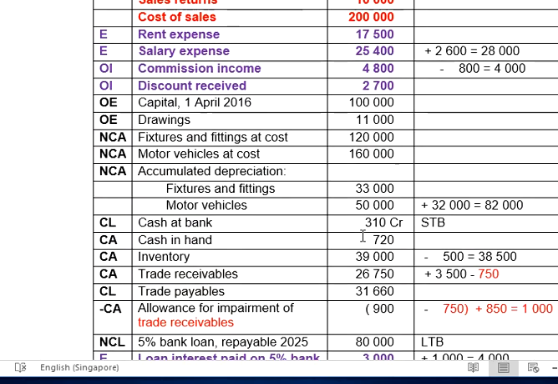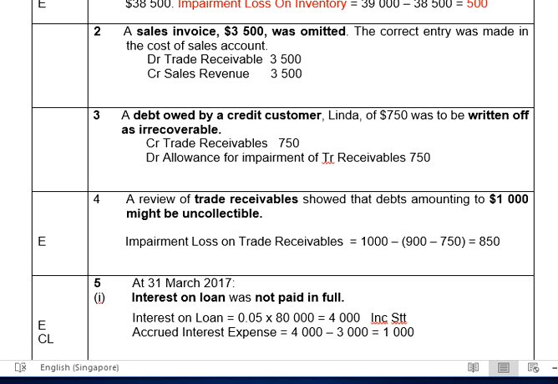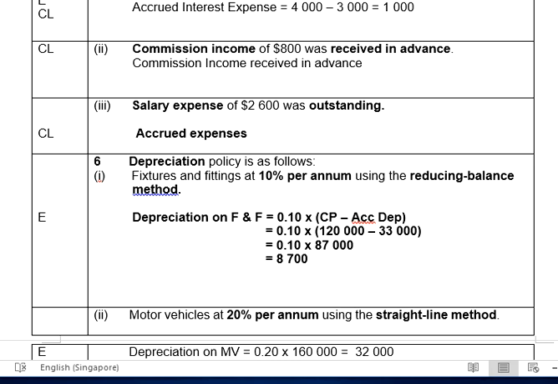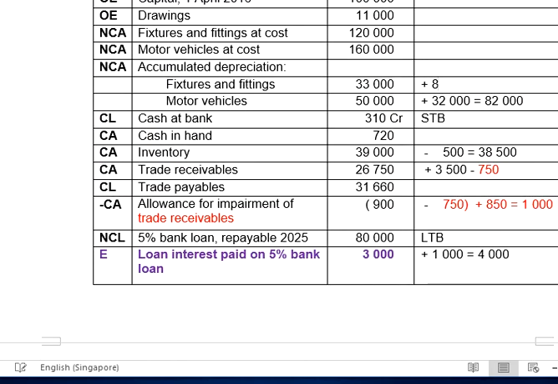Go to accumulated depreciation on fixtures and fittings over here. Add on this year's depreciation. This year's depreciation is 8,700. And it gives you a new accumulated depreciation figure of 41,700.